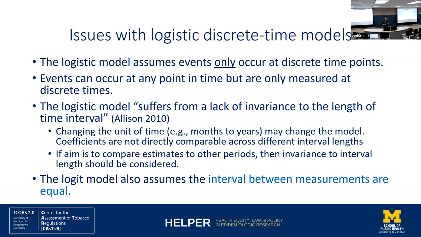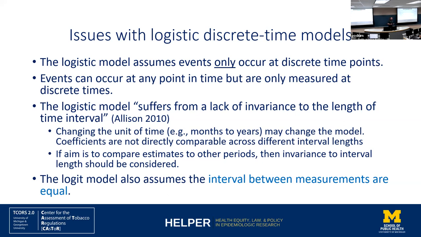And the final one is something that's becoming increasingly important to think about when using the PATH data, which a lot of us are doing. The logit model assumes that the intervals between measurements are equal to one another. So the timing intervals are equal. And again, in the PATH data, waves 2, 3, and 4 were all collected roughly a year apart from each other. Now they're being collected 2 years apart, right? How does that compromise our models and what we're trying to do?